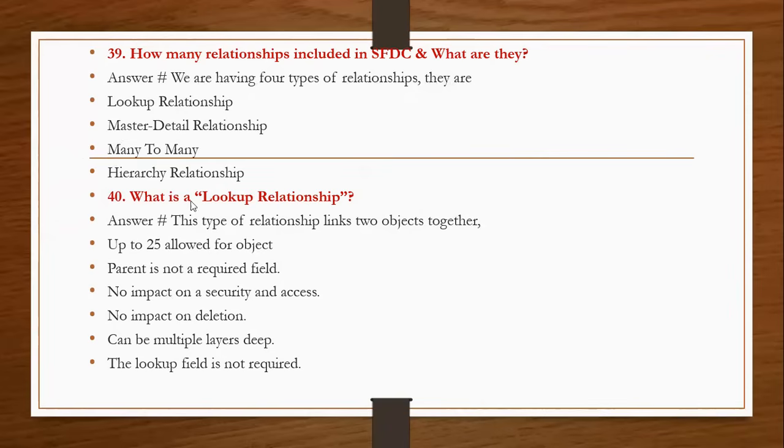Next question: what is a lookup relationship? This type of relationship links two objects together, and up to 25 are allowed per object. The parent is not a required field. No impact on security and access. No impact on deletions. It can be multiple layers deep, and lookup fields are not required.